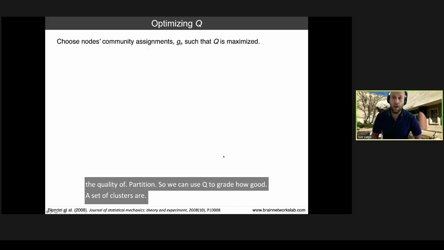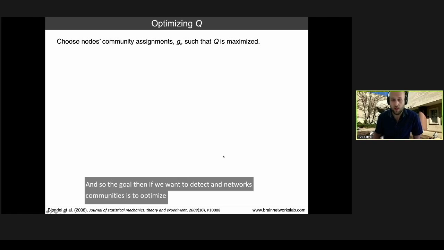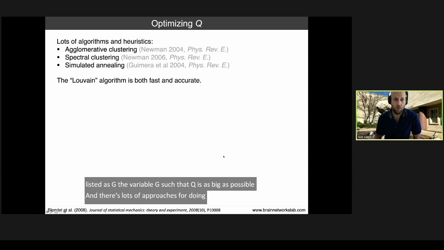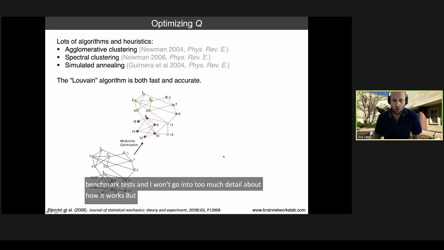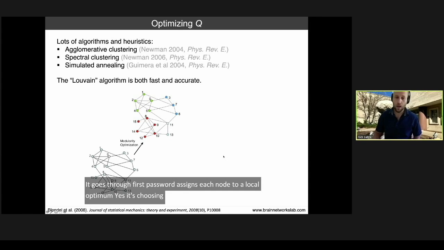And so the goal then, if we want to detect a network's communities, is to optimize Q. We want to choose community assignments, which in the previous equation I listed as G, the variable G, such that Q is as big as possible. And there's lots of approaches for doing this, but by far the most popular is something called the Louvain algorithm. It's been demonstrated to be both fast and accurate on benchmark tests. And I won't go into too much detail about how it works, but it takes our network, it goes through a first pass where it assigns each node to a local optimum. It's choosing node communities, so it maximizes a local modularity. It aggregates those clusters to form meta nodes, right?